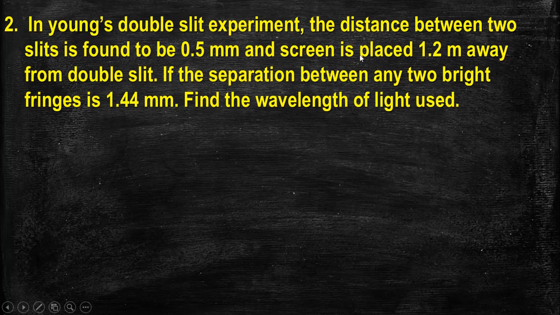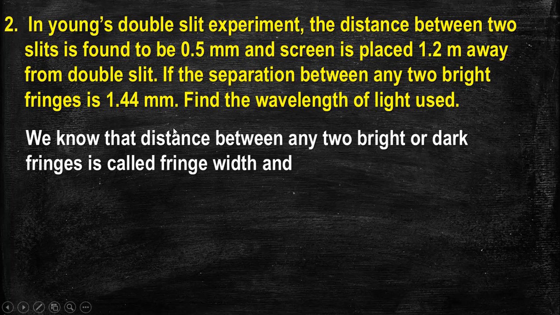And screen is placed 1.2 meter away from the double slit, which means this is the value of capital D, which is already given in meters. There is no need to convert it. The separation between any two bright or dark fringes is nothing but fringe width beta. The value of beta is given here, 1.44 into 10 to the power of minus 3 meter, because the value given is in millimeter. You have to convert it into meters.